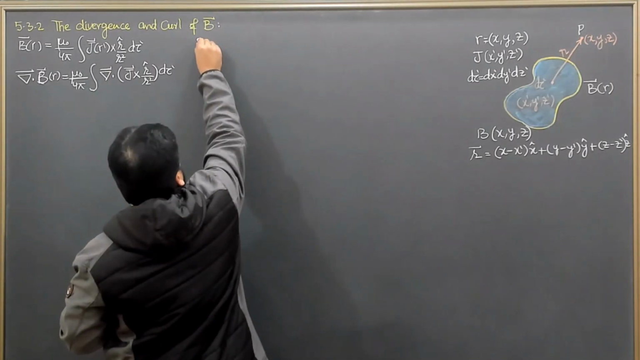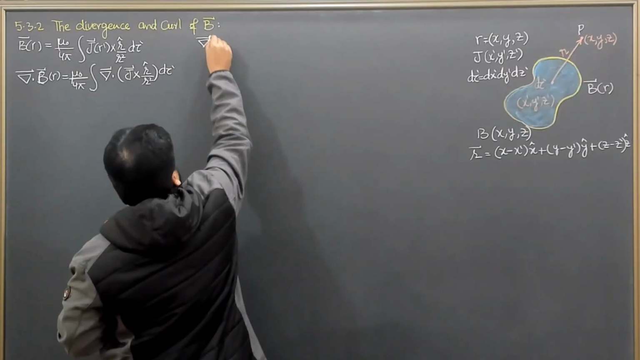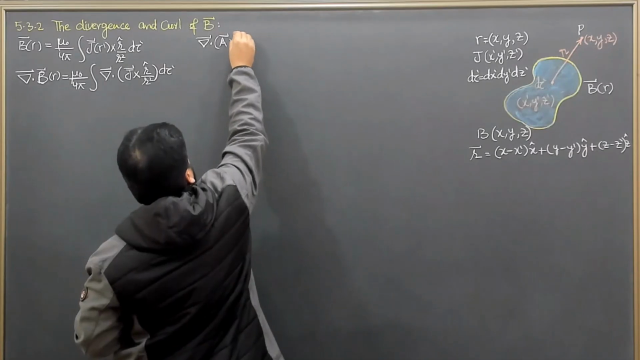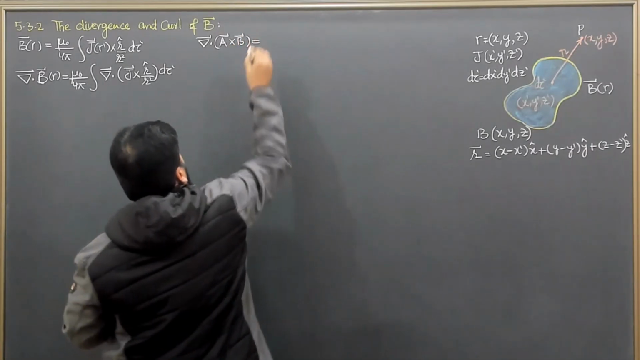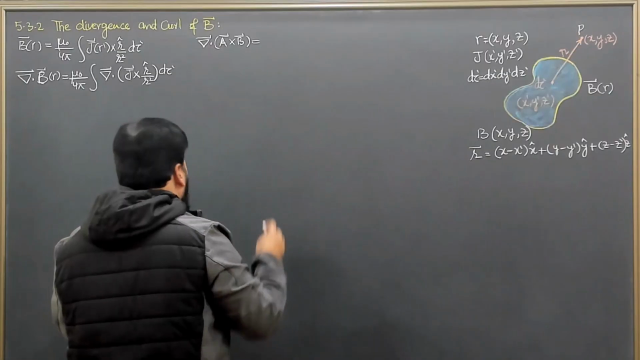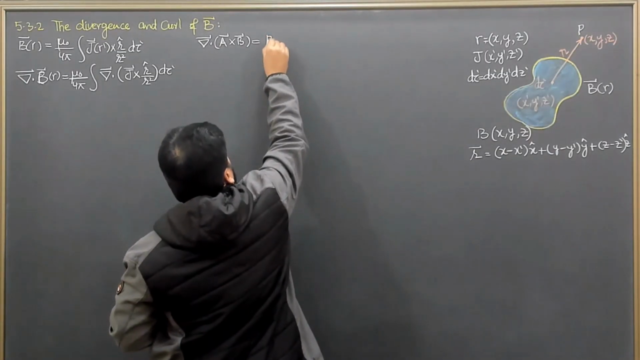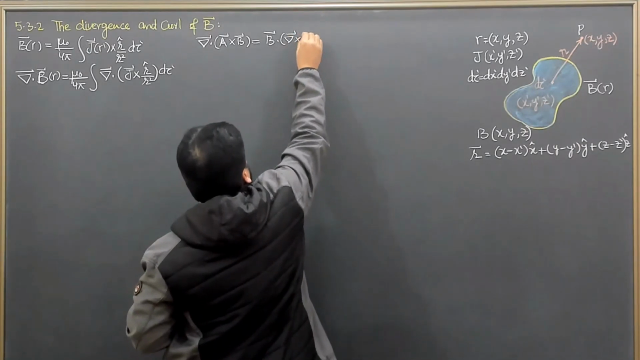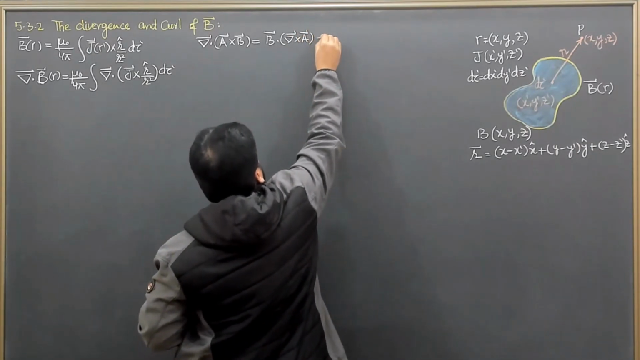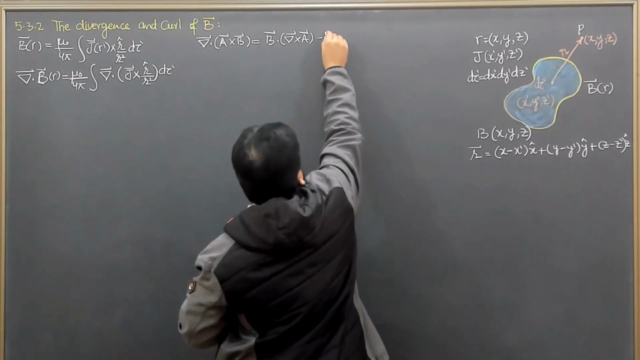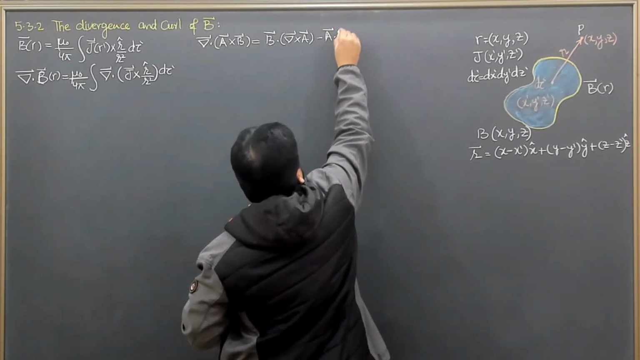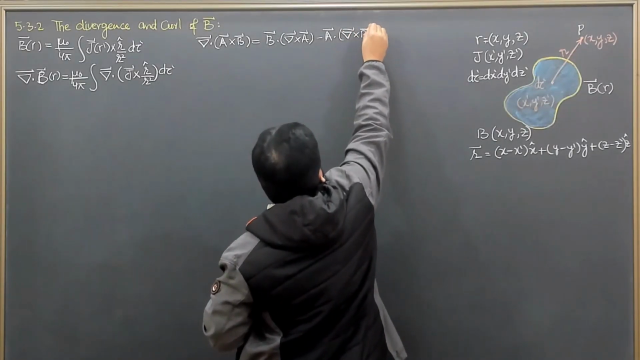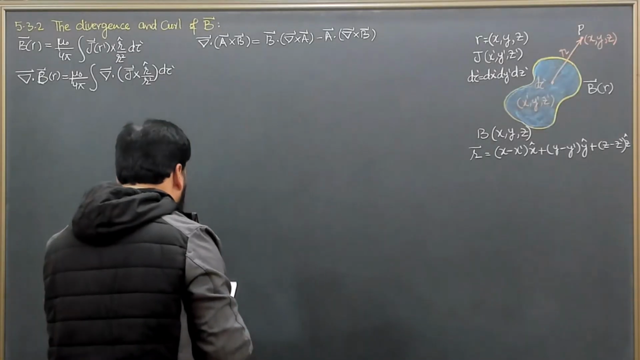if we take the divergence of two vectors A and B that are in a cross product with each other, then this is equal to B dot del cross A minus A dot del cross B. So we have this identity.